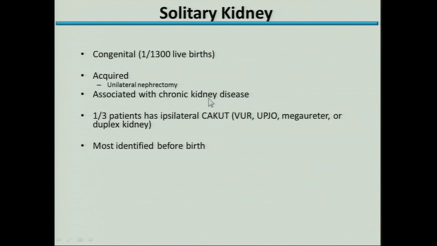And a third of the patients with congenital solitary kidneys also have ipsilateral CAKUT, meaning that on that side, they also have concurrent VUR, UPJO, megaureter, or duplex kidney, or other different anomalies of the kidney, which can complicate the picture and make preservation of their kidney function even more challenging. Most of these patients are identified before birth now with routine fetal ultrasounds. So the question that a lot of people have about solitary kidneys is regarding prognosis and clinical monitoring.